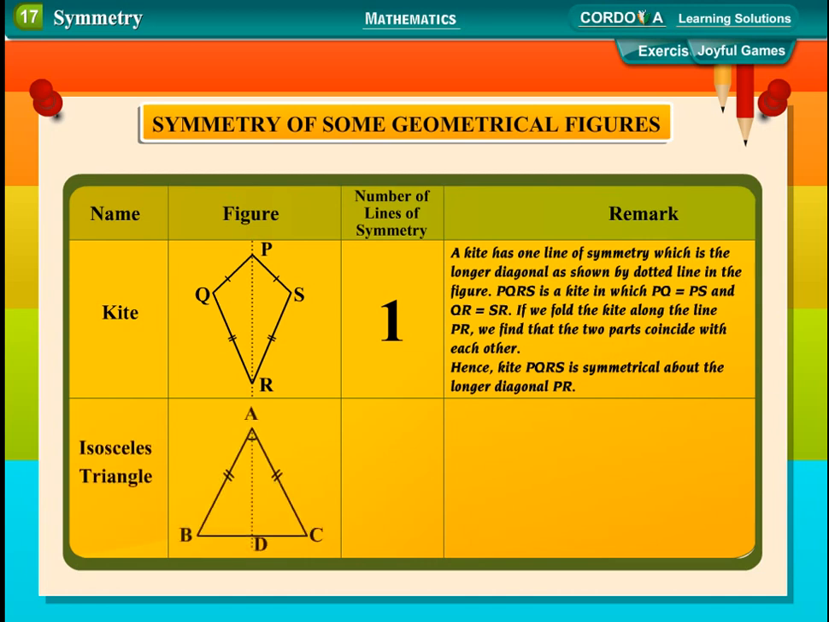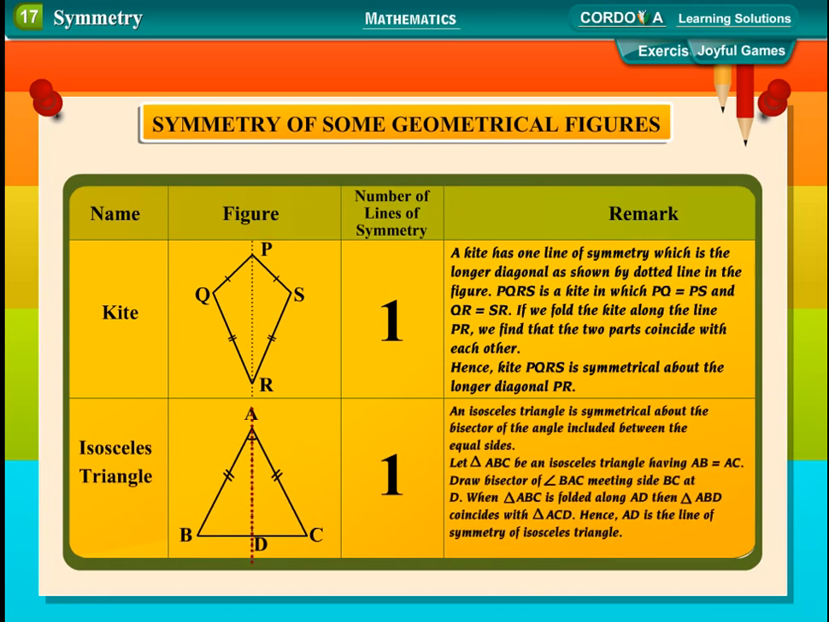Isosceles triangle. An isosceles triangle is symmetrical about the bisector of the angle included between the equal sides. Let triangle ABC be an isosceles triangle having AB equal to AC. Draw the bisector of angle BAC meeting side BC at D. When triangle ABC is folded along AD, then triangle ABD coincides with triangle ACD. Hence, AD is the line of symmetry of the isosceles triangle.